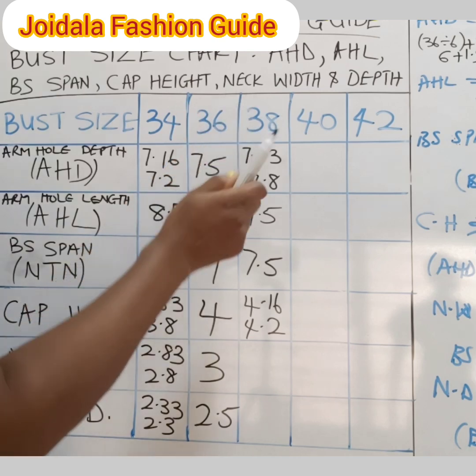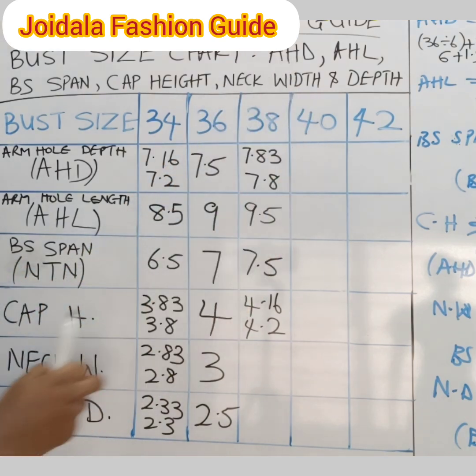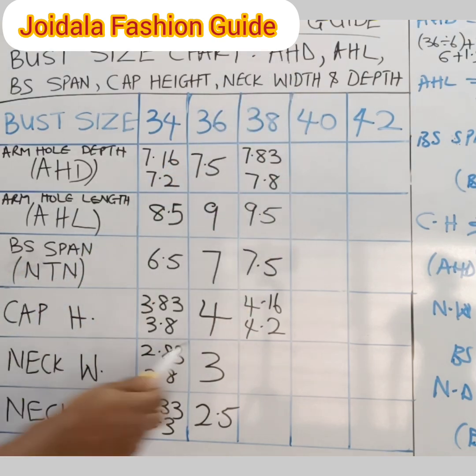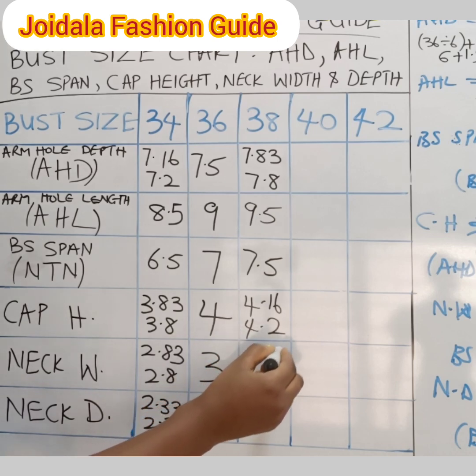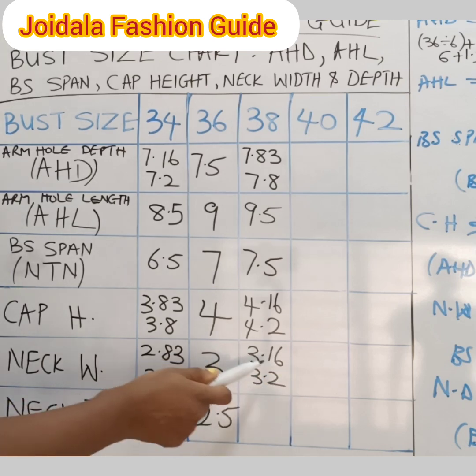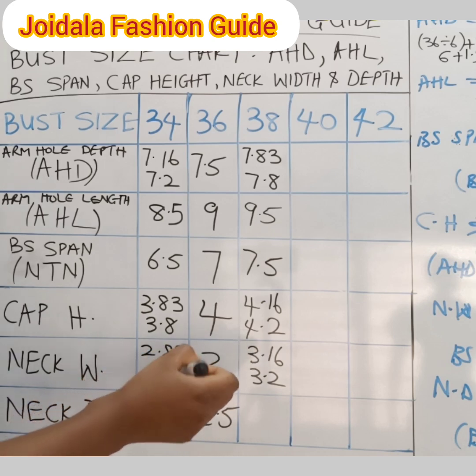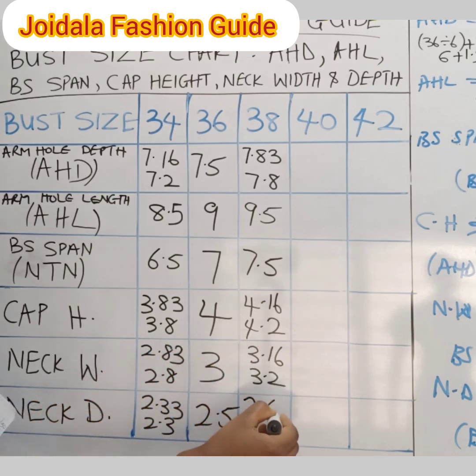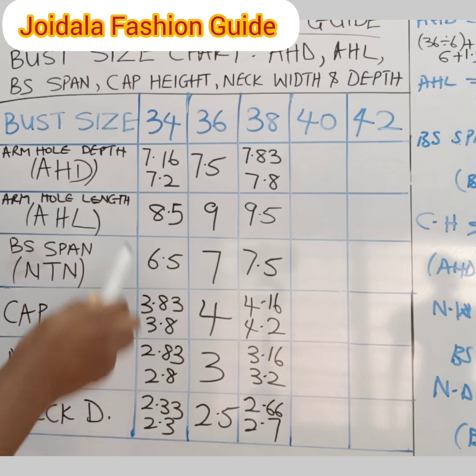Okay, so 38 divided by 12 will give us the neck width, which is 3.16. Okay, and we can approximate that to 3.2. And then for the neck depth, subtract 0.5 from 3.16, and that will give us 2.66, and we can approximate this to 2.7. So I want to show you something.